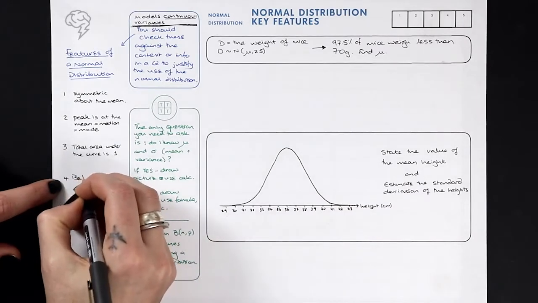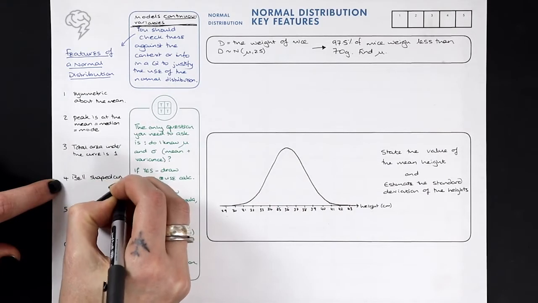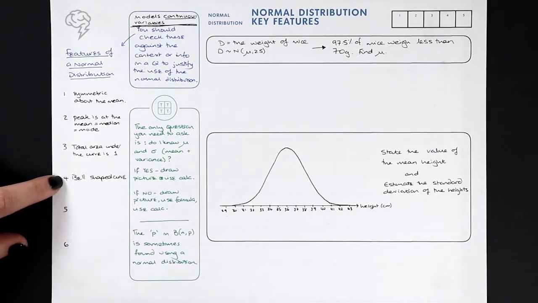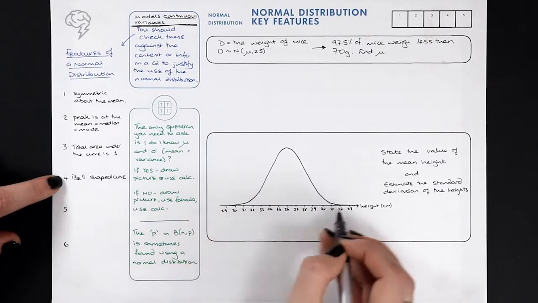It is a bell-shaped curve. Do you know what? I've never even questioned what sort of bell that looks like. Is that what bells look like? I don't even know. Anyway, it's a bell-shaped curve and it has asymptotes at each side.